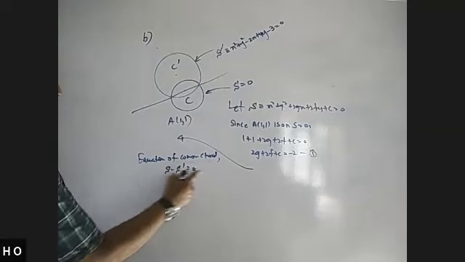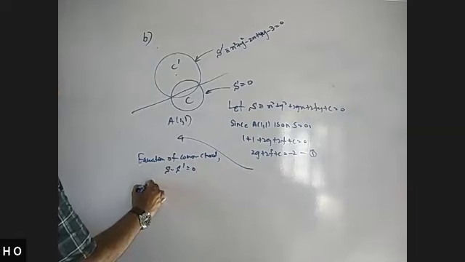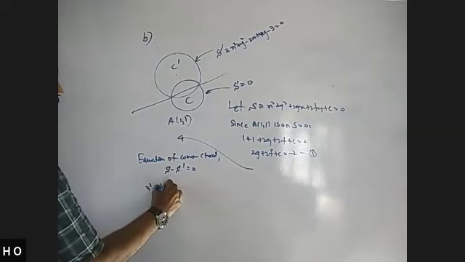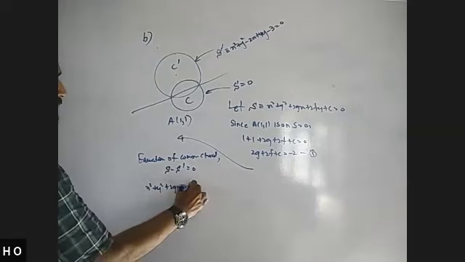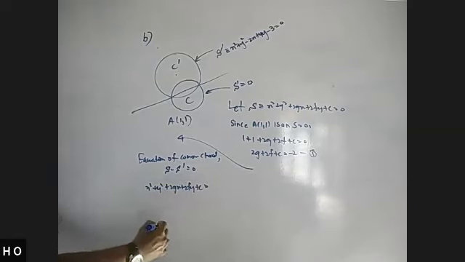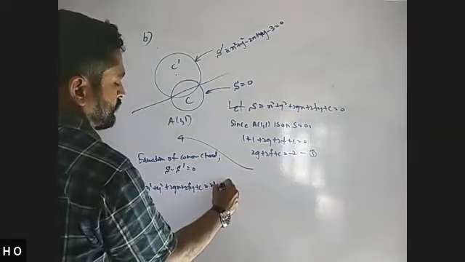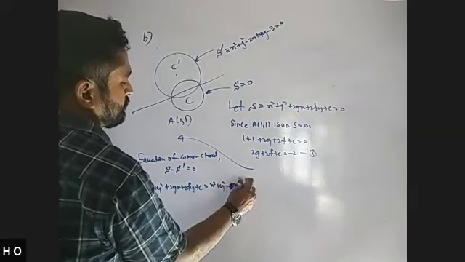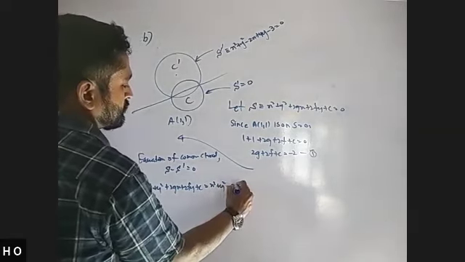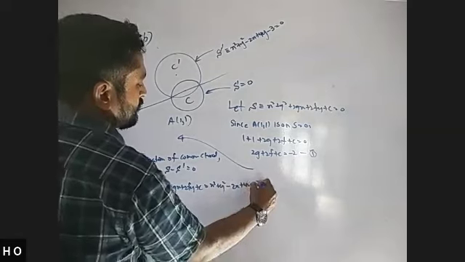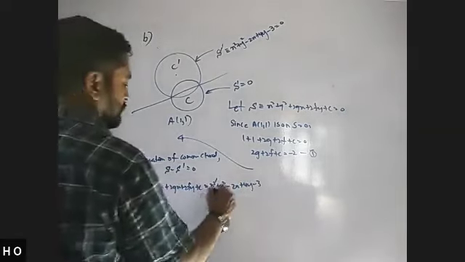By making S and S dash equal, it is going to be x squared plus y squared plus 2gx plus 2fy plus c equals x squared plus y squared minus 2x plus 4y minus 3.